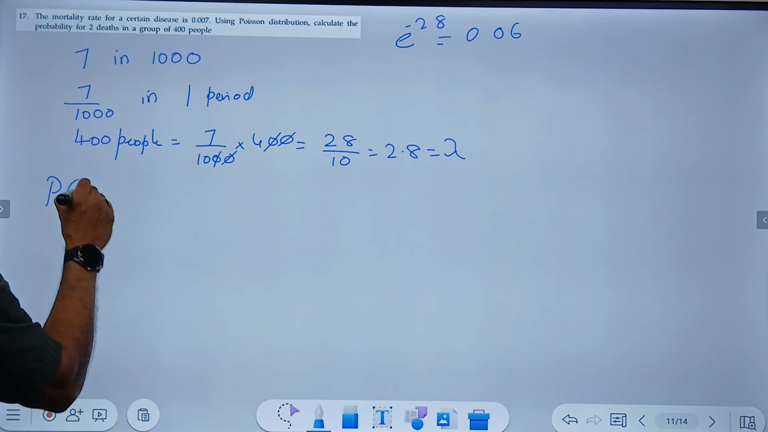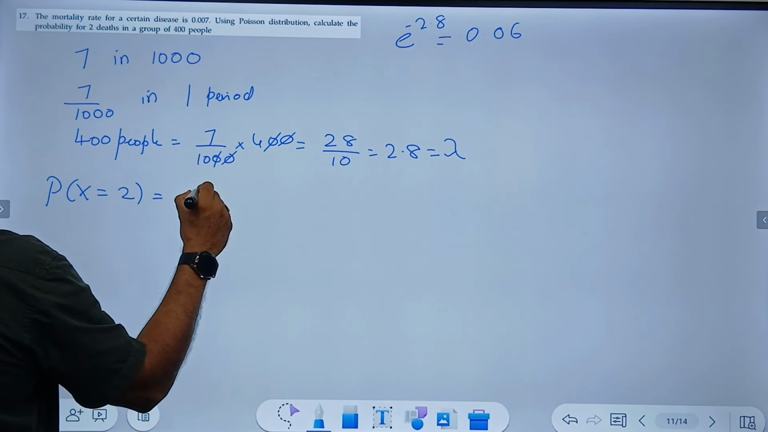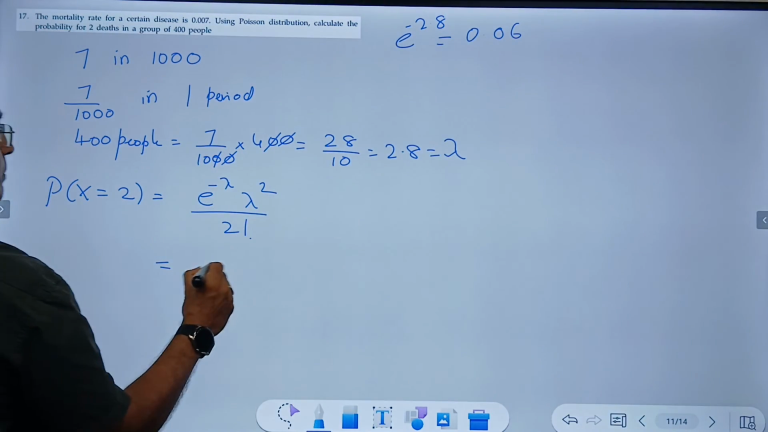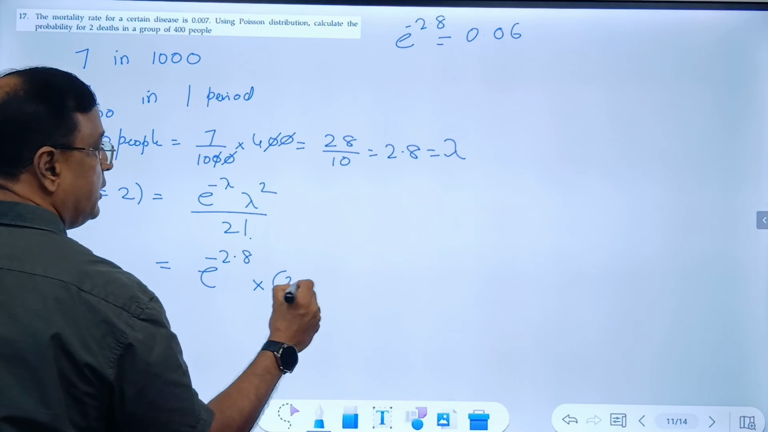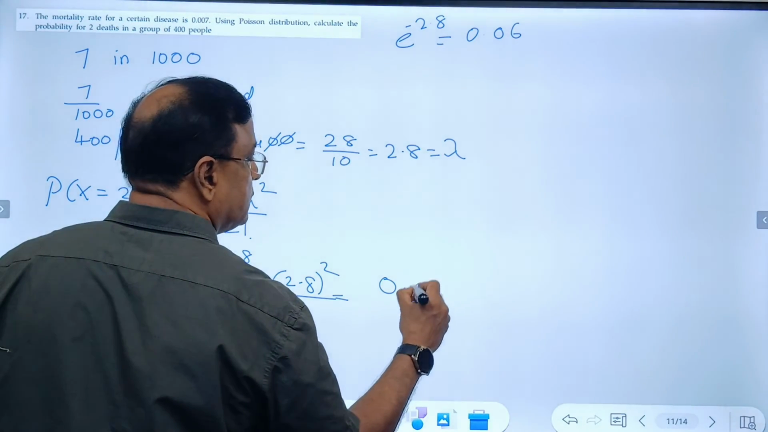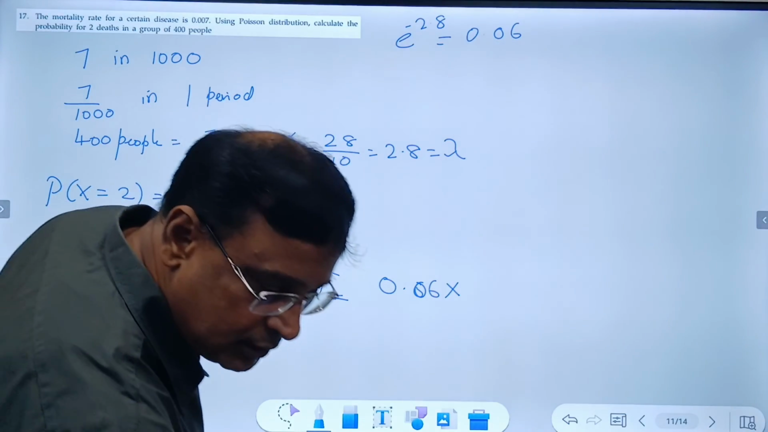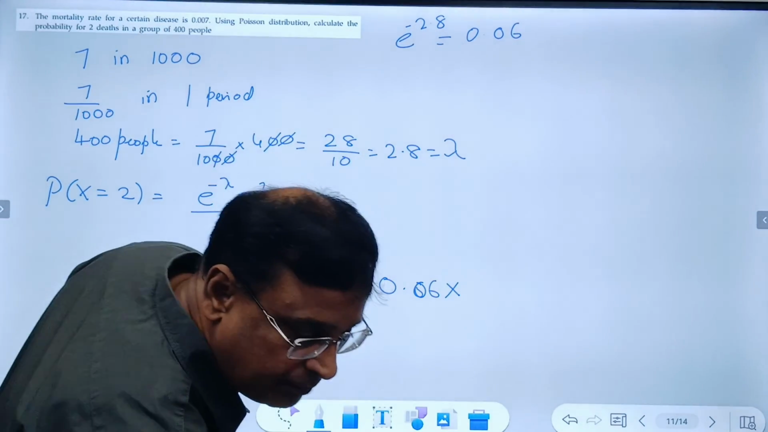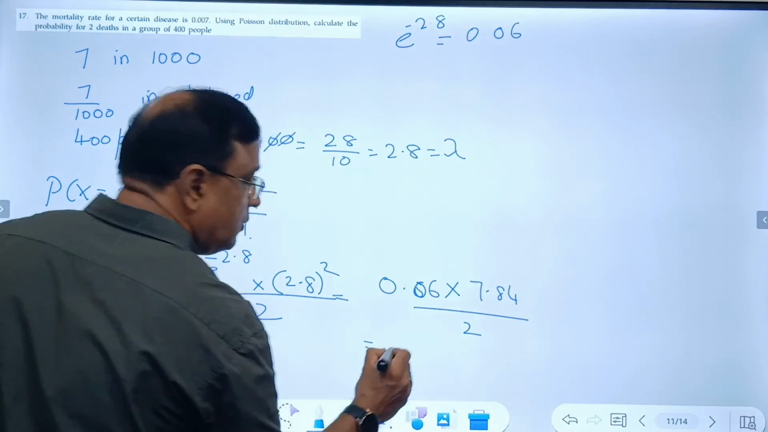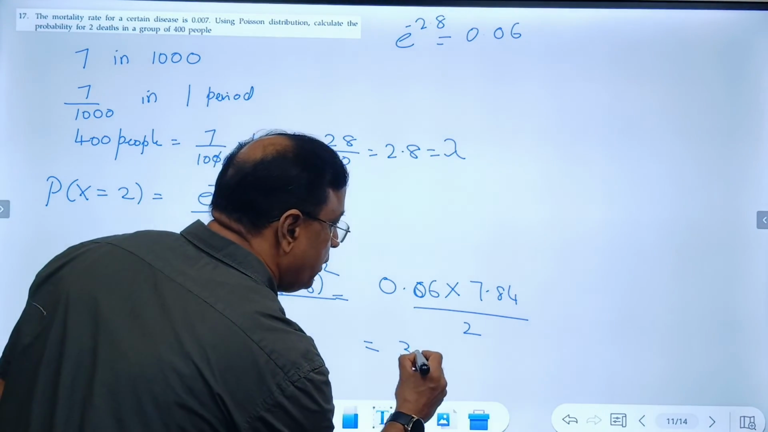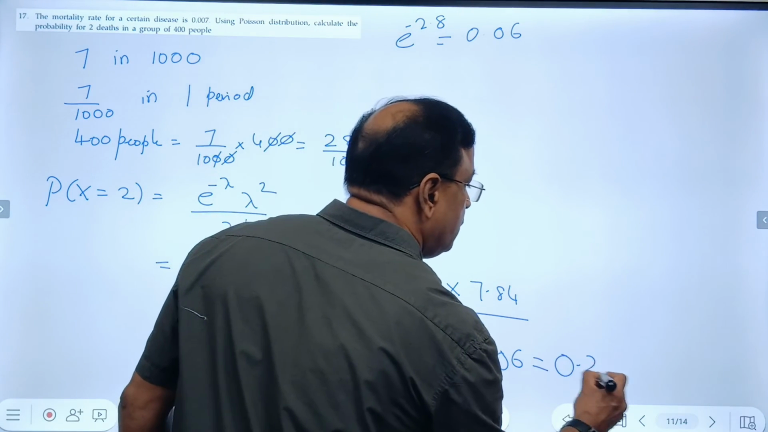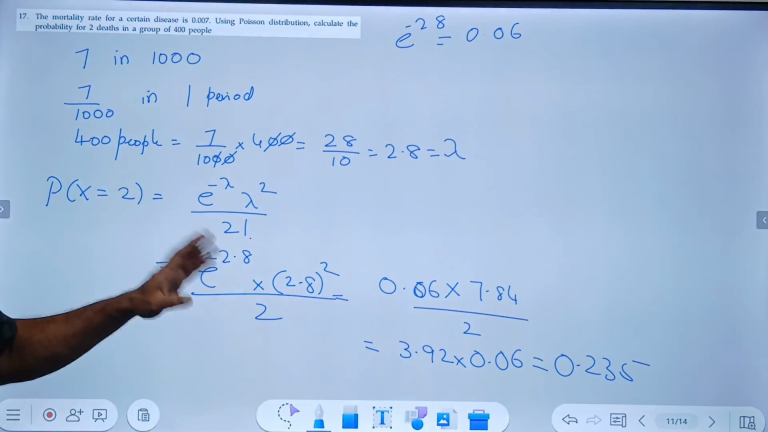Now he wants to know P of x is equal to 2. What is that? E power minus lambda, lambda square by 2 factorial. What is e power minus lambda? E power minus 2.8 into 2.8 the whole square by 2. E power minus 2.8 is given as 0.06 into, this is actually 7.84 by 2. So if you calculate this, I am getting it as 3.92 into 0.06, which is approximately 0.235. It's all calculations. Take care of the calculation.